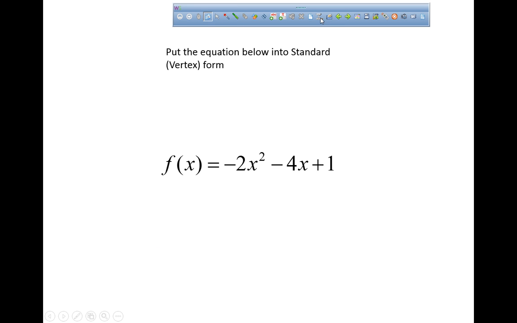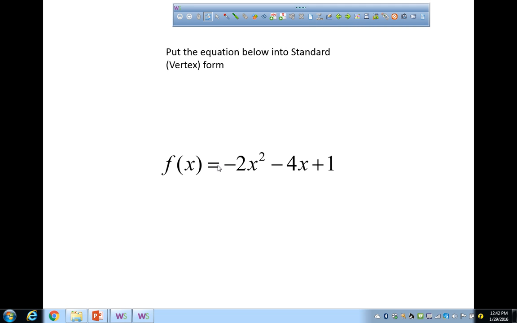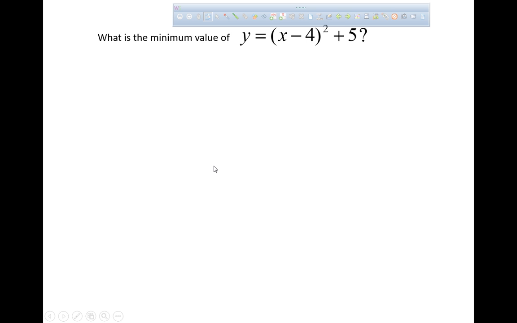Uh-oh. Let's see if I can move this. What is the minimum? Oh, I went back too far. Okay.